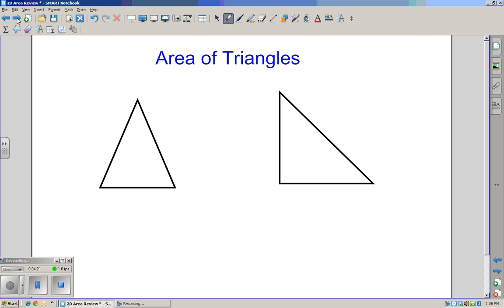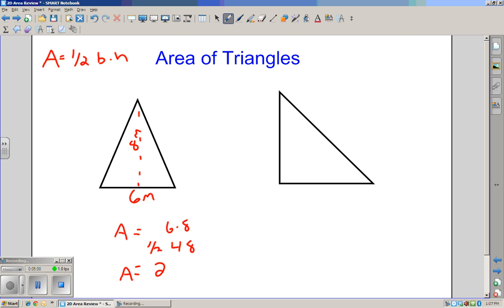Here's my first triangle. Let's say my base is 6 and my height is 8, and both of these are meters. Again, my equation is A equals 1/2 base times height. So on this one, I would do the base times the height, which is A equals 6 times 8, which is 48. And then don't forget to take half of that, because a triangle is half of a square or a rectangle, and my area would be half of 48, which is 24. That's 24 meters squared.